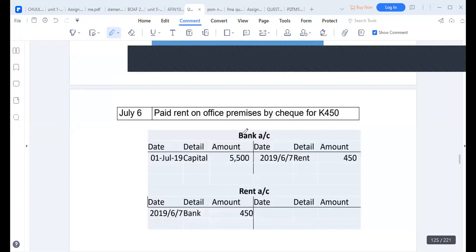So when we go to the bank, and we go to the rent account, to increase rent, we put the bank there, 450. Then when we go to the bank account, we're reducing. Ideally, bank, if it was receiving, would have added it. This is the first capital that we had, but now rent is paying. So we're reducing the amount that we had in the bank. So we're going to credit it.